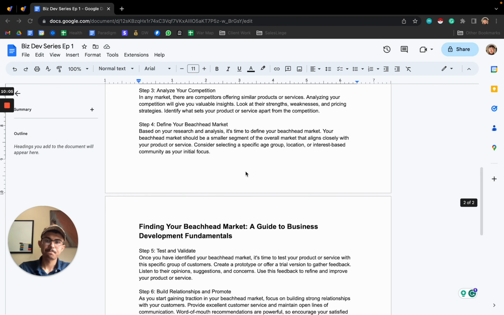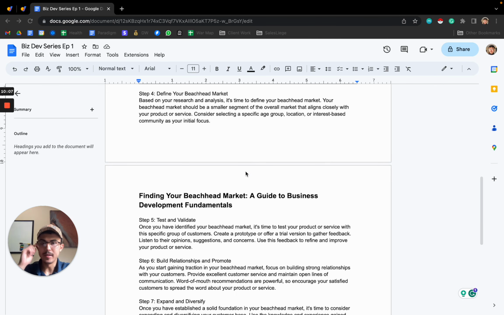So step 4, define your beachhead market. Based on all the market research that you've done, based on all the docs that you've created around your ICP and client avatar, it's time to define your beachhead market. Your beachhead market should be a smaller segment of the overall total addressable market that closely aligns with your product or service, right? So consider selecting a specific age group, location, or interest-based community as your initial focus. So this is very generalized at the moment.